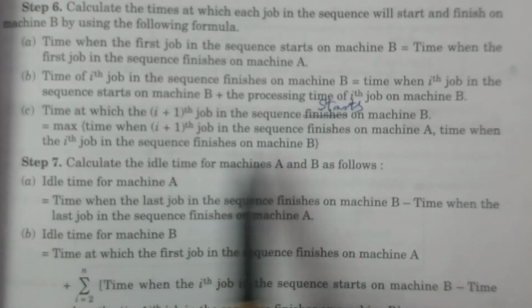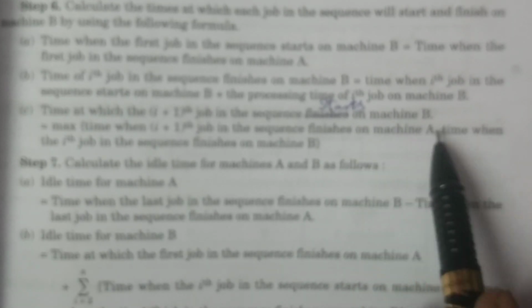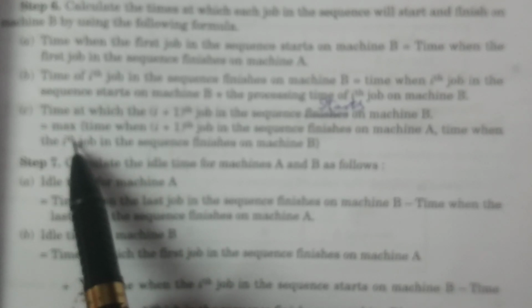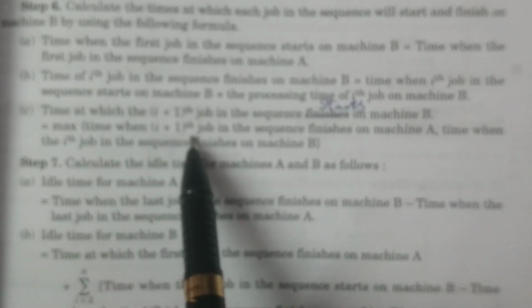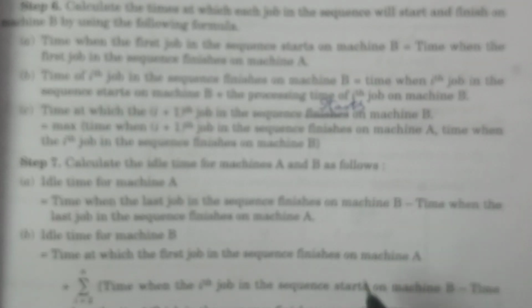This is the formula for the time when the (i+1)th job in the sequence starts on machine B. It is nothing but the maximum. The maximum formula we consider for a particular job that starts on machine B. The maximum of the time when the (i+1)th job in the sequence finishes on machine A, when the previous job, that is, for example, i is the current job, i+1 is the next job.